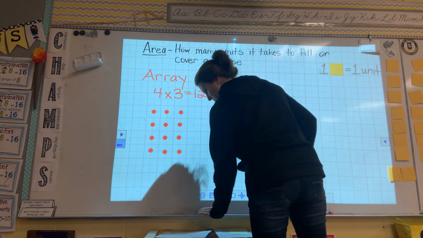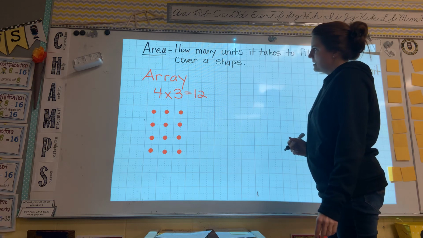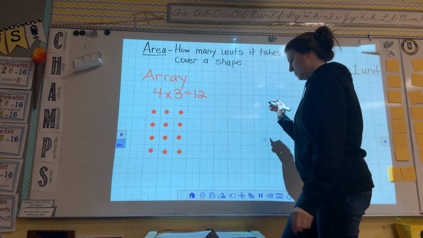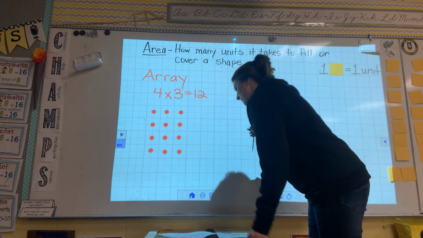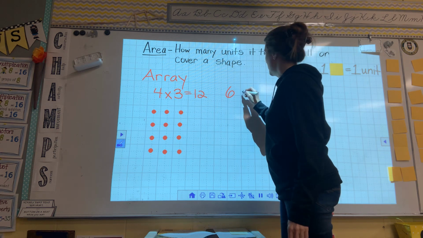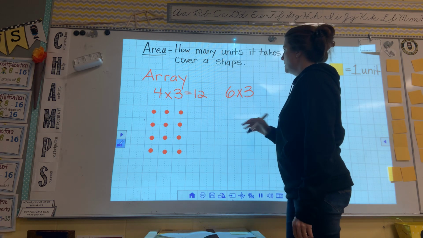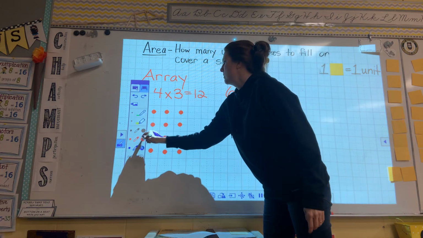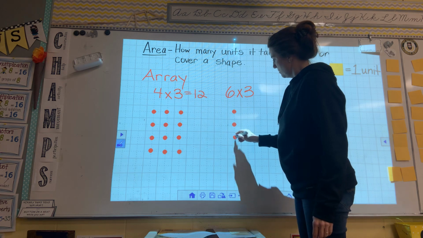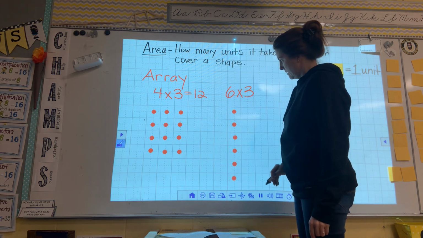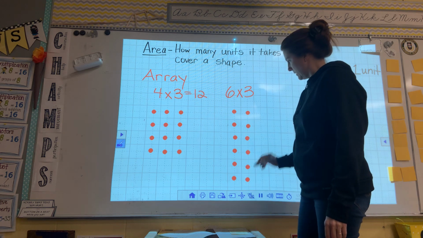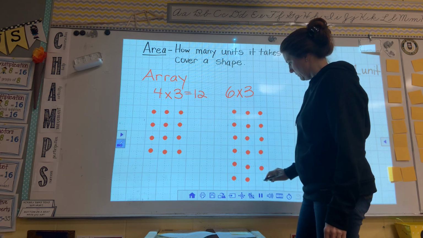Let's do 3 times 6. Or 6 times 3, of course. We know that we can switch those around. Okay? So we're talking about 6 rows. 1, 2, 3, 4, 5, 6. And we're talking about 3 of those. 1, 2, 3, 4, 5, 6. 1, 2, 3, 4, 5, 6.